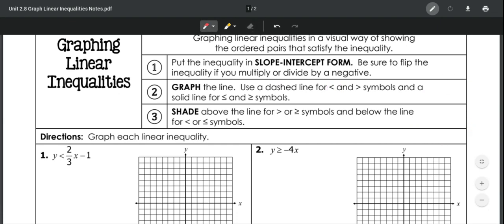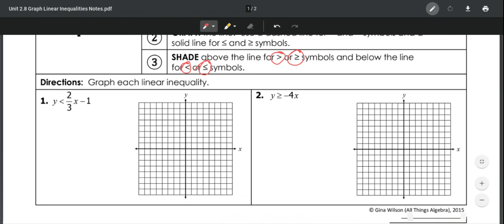And then the last part is you have to shade either above the line or below it. You want to shade above the line if it's a greater than symbol, and you want to shade below if it is a less than symbol. So let's do some examples.